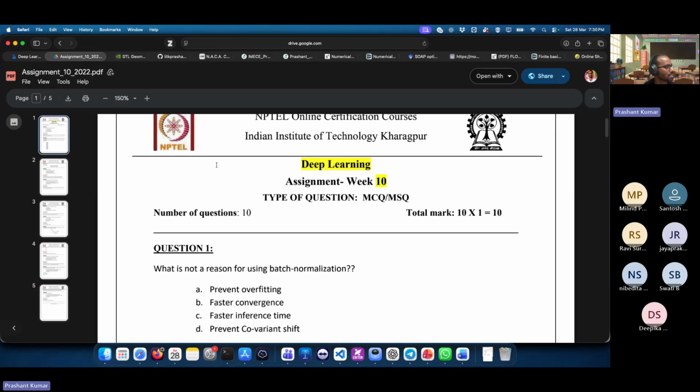We are using batch normalization so that we can prevent the covariate shift. Prevent means we don't want the variance to change every epoch, right? We want that. So it will converge faster, right? Okay, that is B. So what is not the reason for using it?